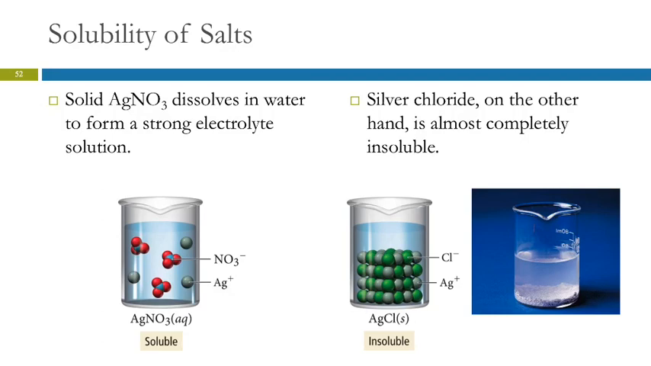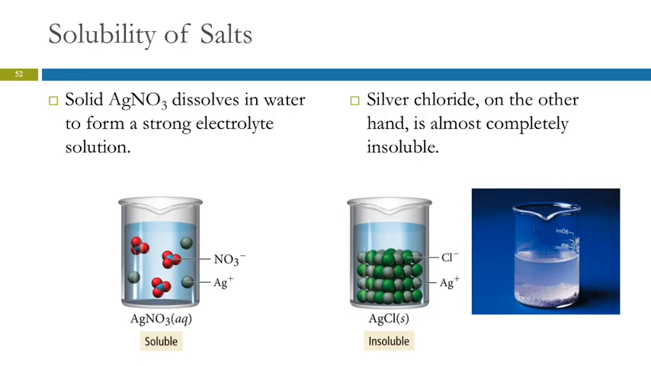So solid silver nitrate will dissolve in water. The ions separate, they dissociate, and it forms a strong electrolyte solution. Silver chloride, you put that in water. Here's a picture of it. It sits on the bottom. You can stir it up. It'll just settle down to the bottom. It's like sand. It just will not dissolve. It doesn't form dissociated ions, right?